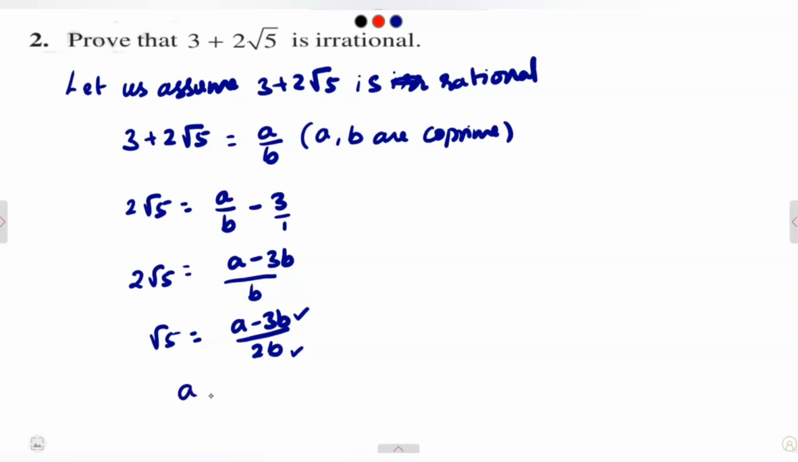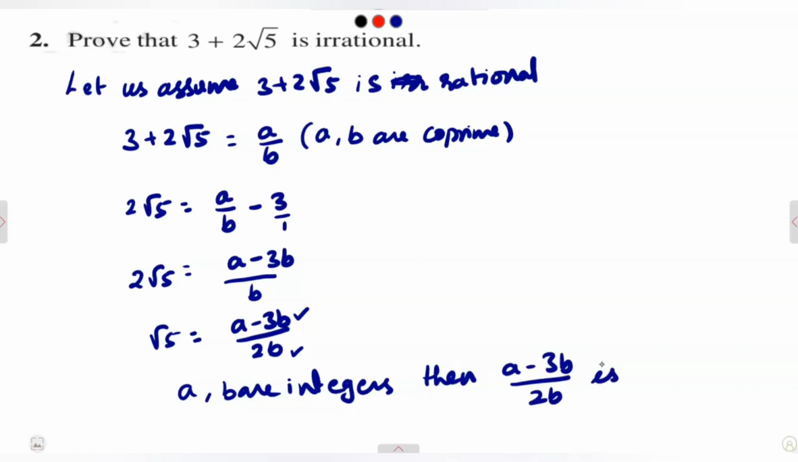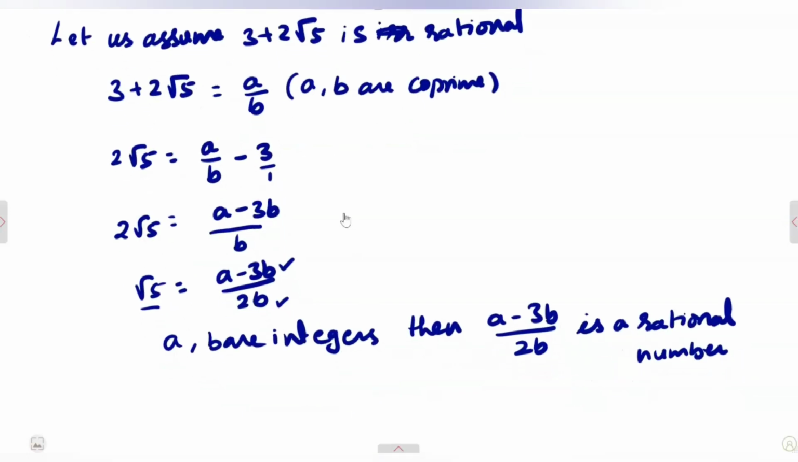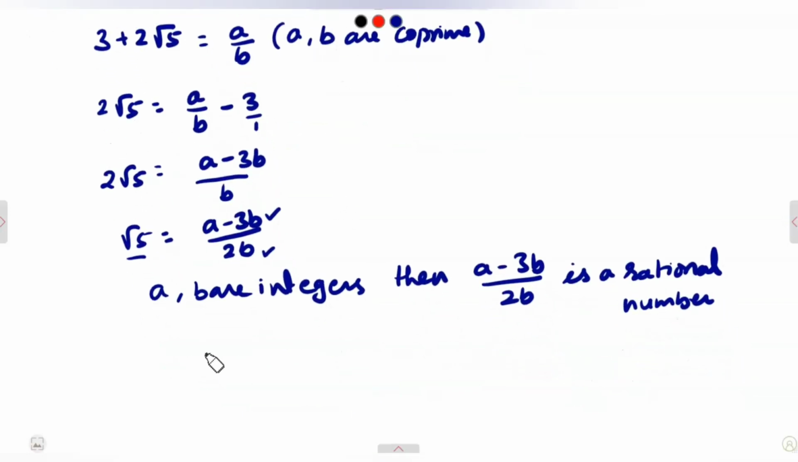As a and b are integers, (a minus 3b) by 2b is a rational number, because numerator and denominator are integers. If it is a rational number, what do we mean by that? Actually, that is equal to root 5 here. So that means root 5 also should be a rational number. So let us write: therefore, root 5 is also a rational number.